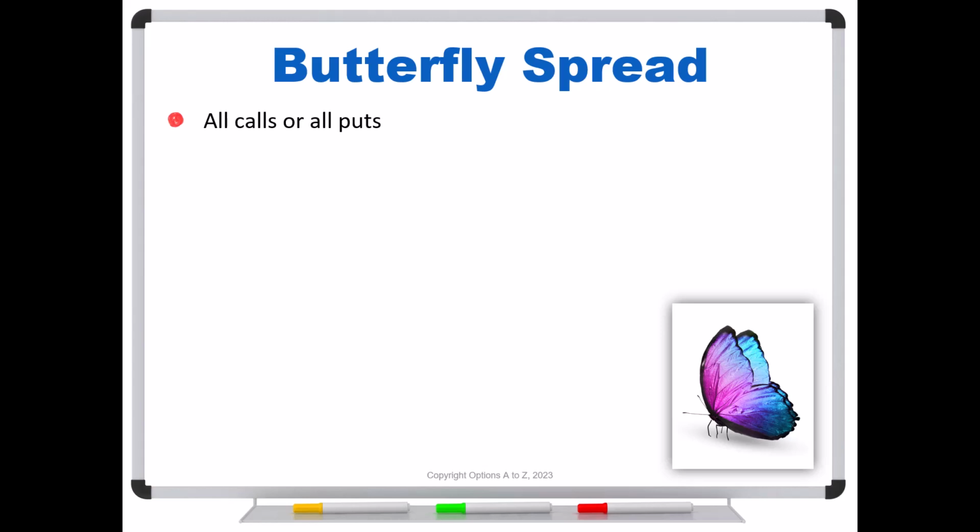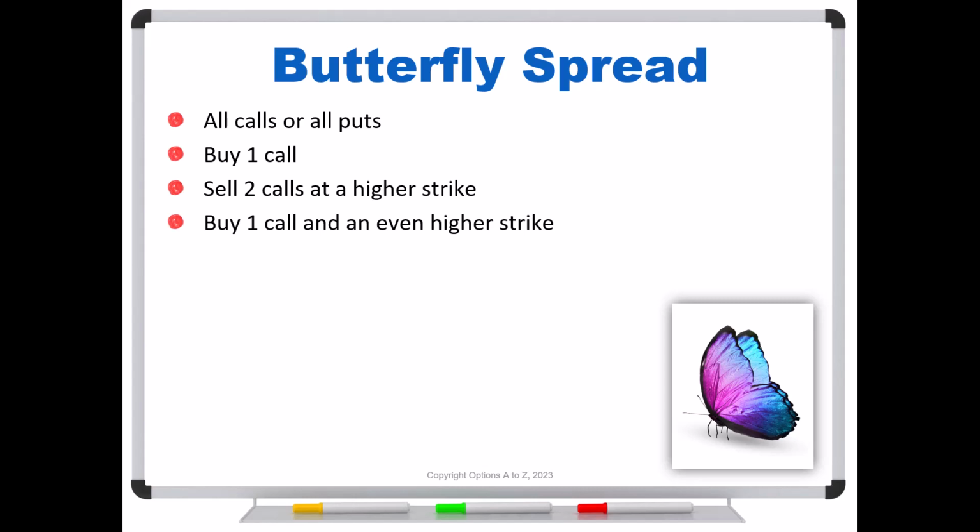And what you're going to do, I'm just going to build one with calls. You're going to buy one call, you will sell two calls at a higher strike, and then buy one call at an even higher strike. So they're going to be equally spaced. You're just going to walk up that chain.